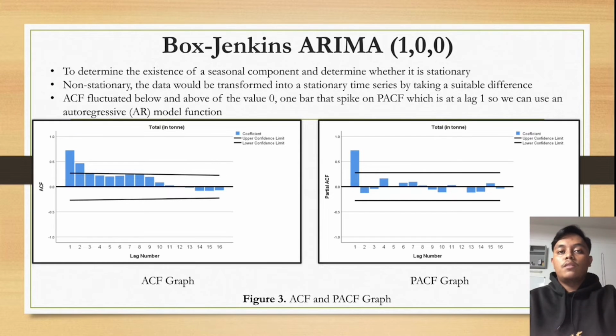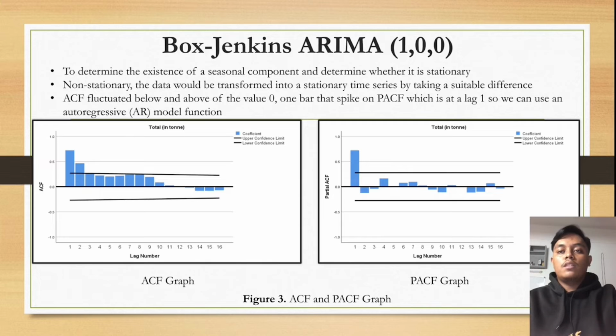So I will present about Box-Jenkins ARIMA. The first step in Box-Jenkins is to determine the existence of a seasonal component and determine whether it is stationary. If not stationary, the data would be transformed into a stationary time series by taking a suitable difference. The Ljung-Box test was used to measure the white noise and residual in the study, with the autocorrelation function ACF and partial autocorrelation function PACF.